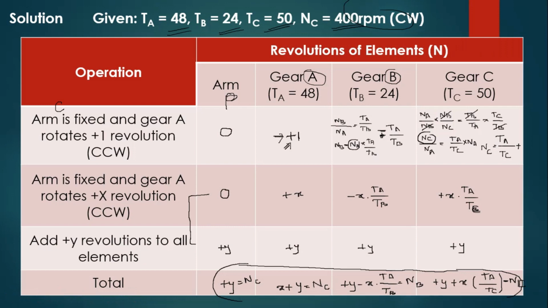And the third one, N_B, is equal to, what is the formula? y minus x, so y minus x into T_A by T_B, right. This is the second equation. And what about the third equation? y plus x into T_A divided by T_C. So, this is the third equation, right.